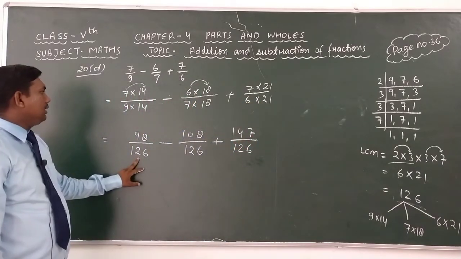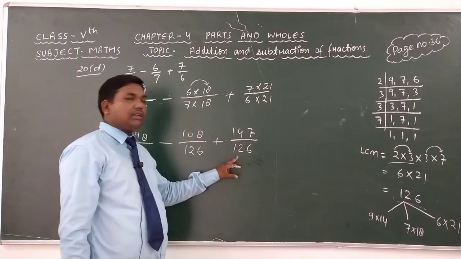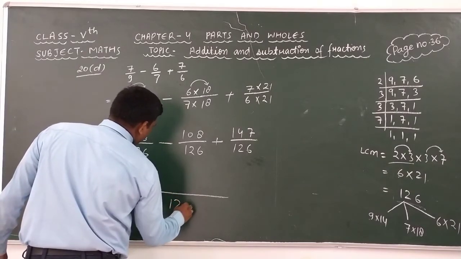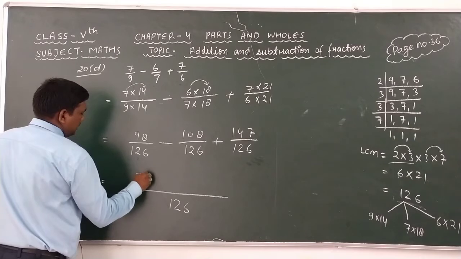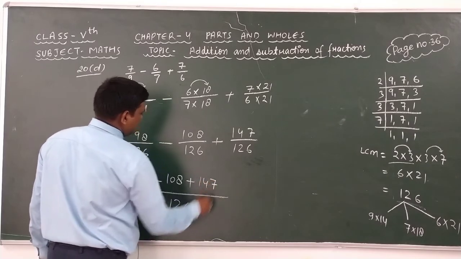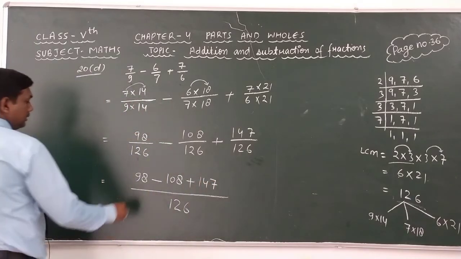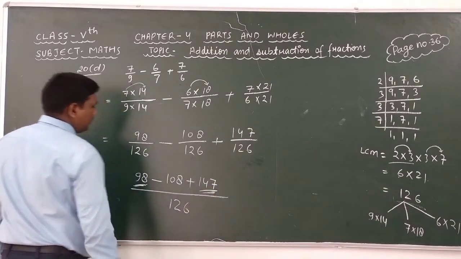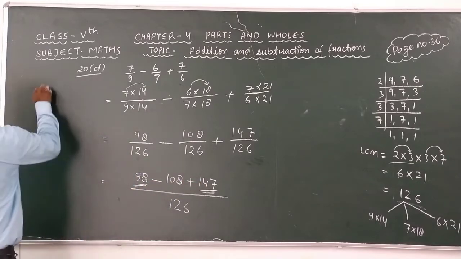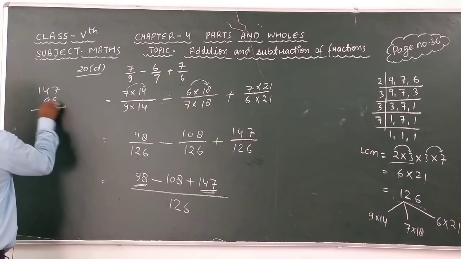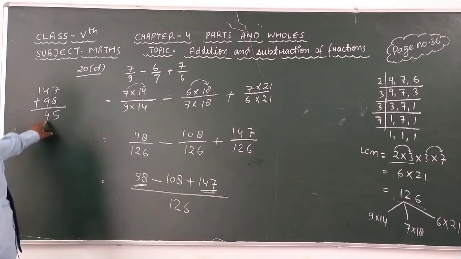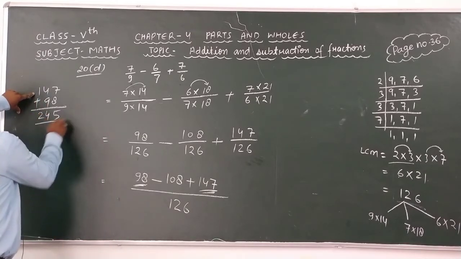Now additions, look here carefully. Here we get 126, 126, 126, the same denominator. Therefore, we can take 126 only one time, and we write 98 minus 108 plus 147. Firstly, we add 98 plus 147. After adding, we get 8 plus 7 is 15, write 5 carry 1, 9 plus 4 is 13, plus 1 is 14, write 4 carry 1, 1 plus 1 is 2.